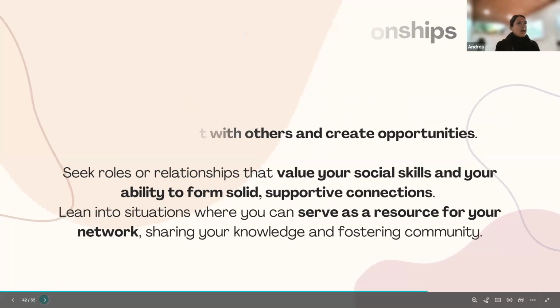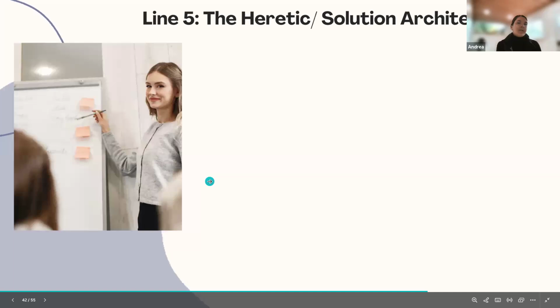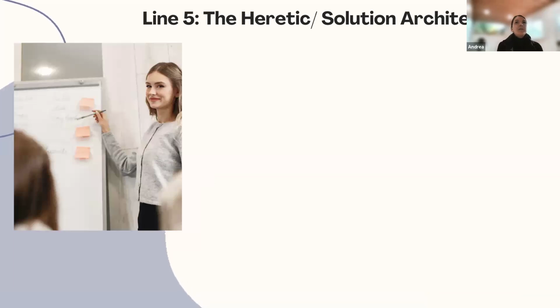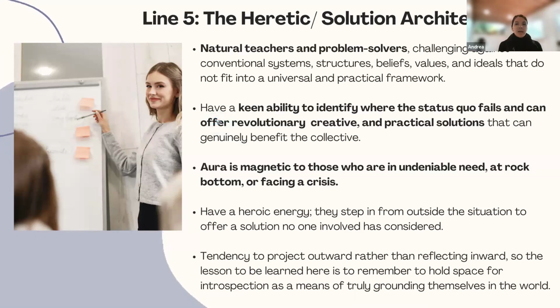Line 5 is referred to in human design as the heretic or solution architect. These are the people that generally have a solution when it seems like nothing else is available. They're described as natural teachers and problem solvers, challenging conventional systems, structures, values, and beliefs that do not fit into a practical framework. They typically have a keen ability to identify where things are not working, and then they can offer revolutionary or practical solutions that other people maybe have not thought of, but that benefit everyone.